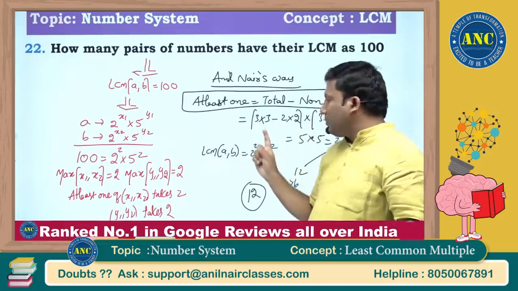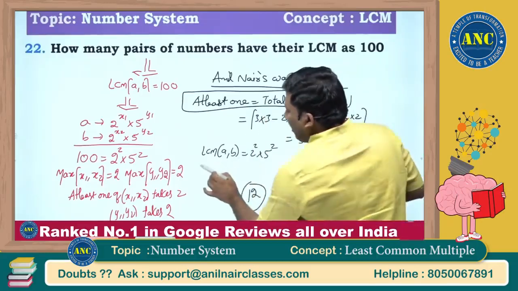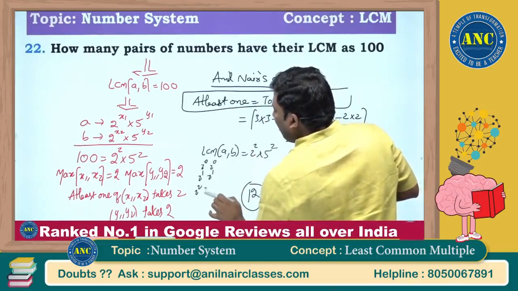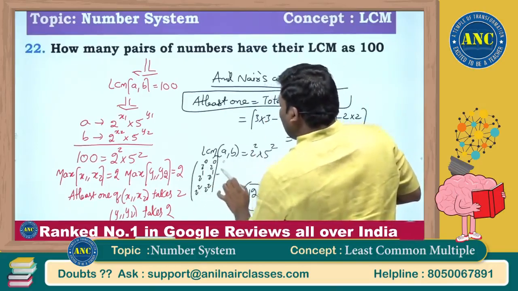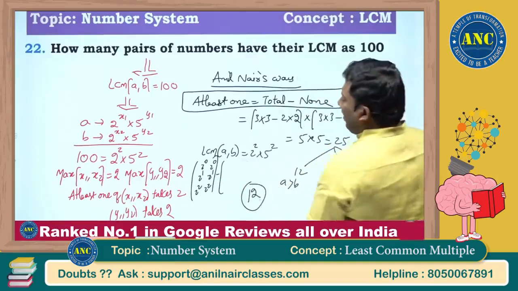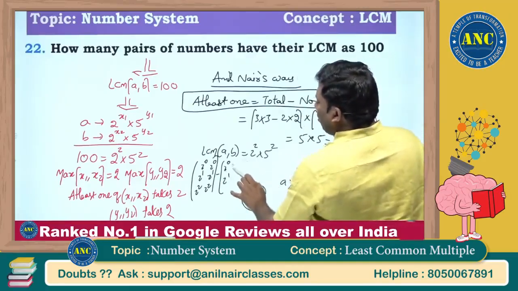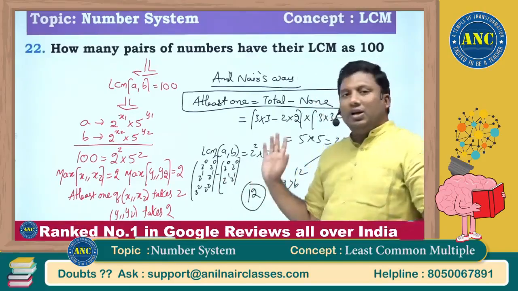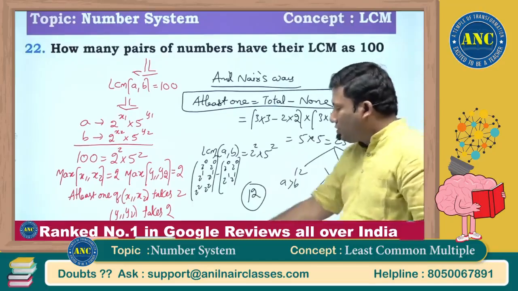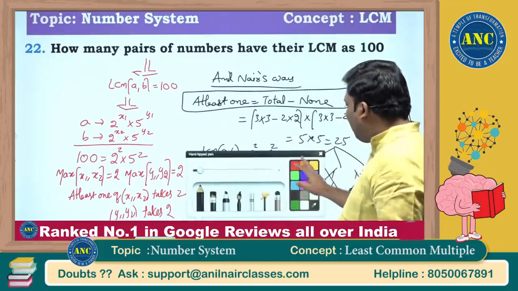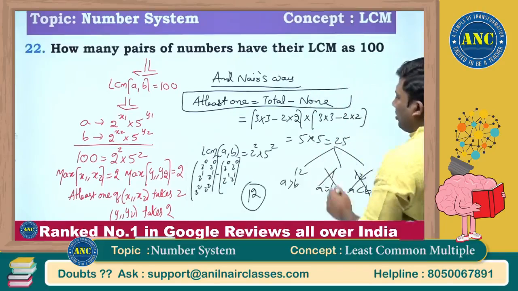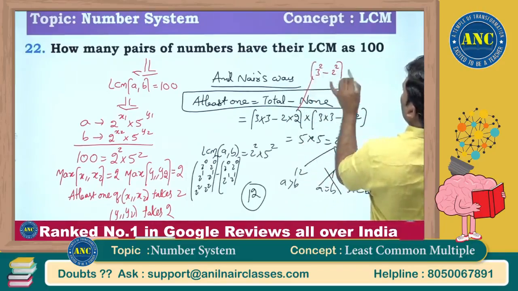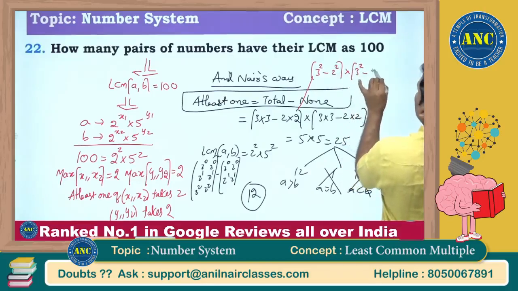Again, last time I am explaining why these 3 came. Because A can take all the powers of 2 or B can take all the powers of 2. Minus none. None means A cannot take 2 square: 2 power 0, 2 power 1. B can take 2 power 0, 2 power 1. 3 square minus 2 square. Now I will draw some very beautiful conclusions. These are nothing but 3 square minus 2 square.